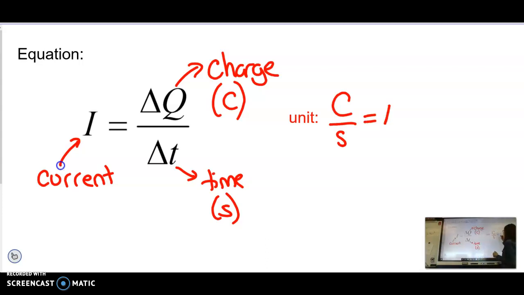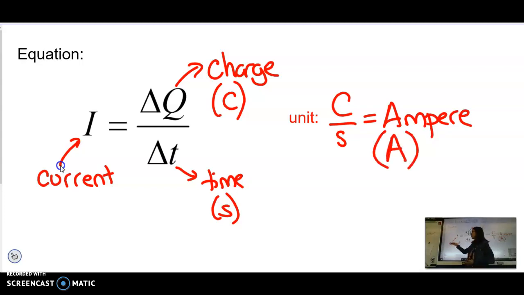But we do have a special name for that. We often call it an amp. It's really ampere, but amp for short. So the letter we use is A. So current, which the variable for current is I, the unit for current is A. So you just have to remember that current's in amps. Charge, which has a variable of Q, has a unit of C. And of course, time is fairly straightforward.